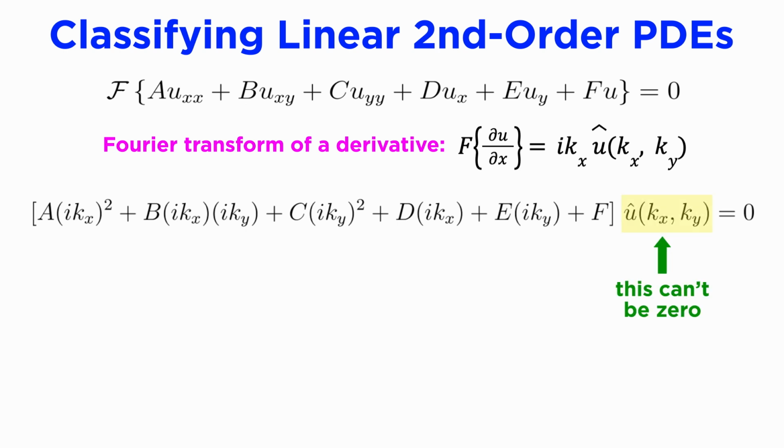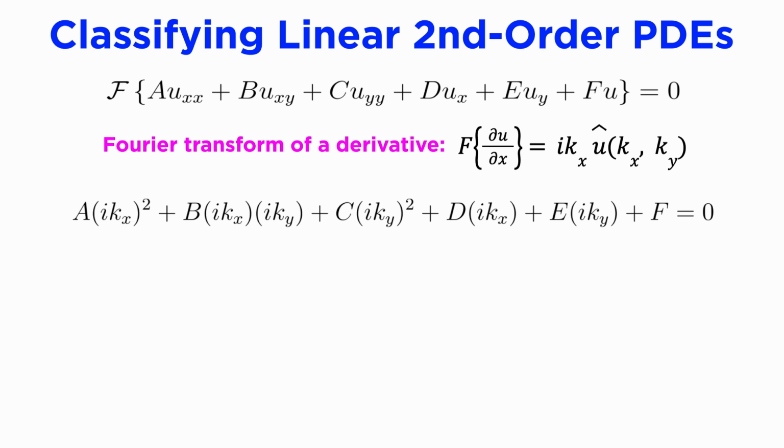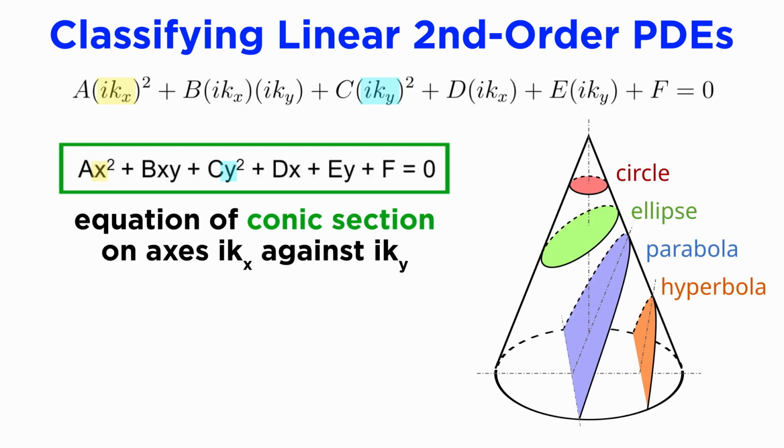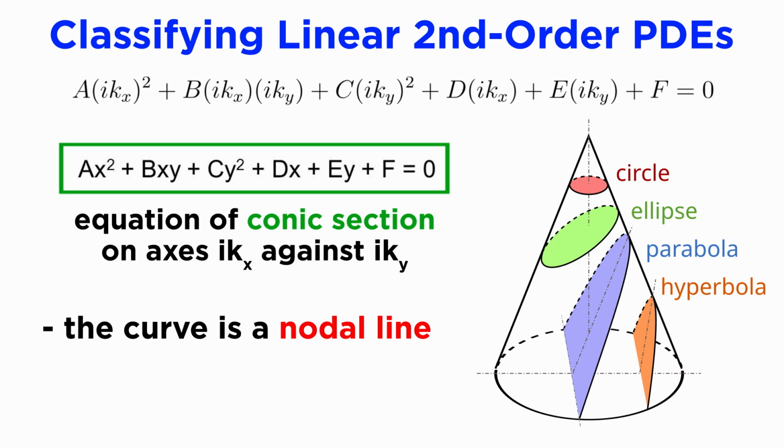We can disregard the case where u hat is 0, since this would correspond to a trivial solution with u equals 0 everywhere, so we can instead set the expression in the first term to 0. Notice that this equation precisely matches the form of a conic section in the variables i kx and i ky. The conic section curve that we get is called a nodal line, and it may be an ellipse, parabola, or hyperbola, hence the naming system in direct analogy with the conic sections.